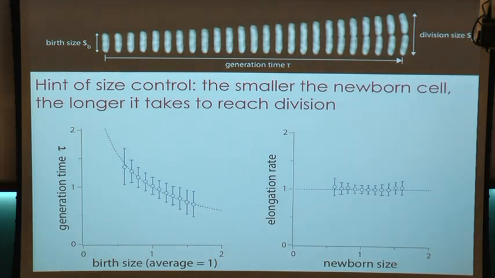This is the elongation rate of the cells, yeah, individual cells. So this is dL/dt divided by L. Any other questions?